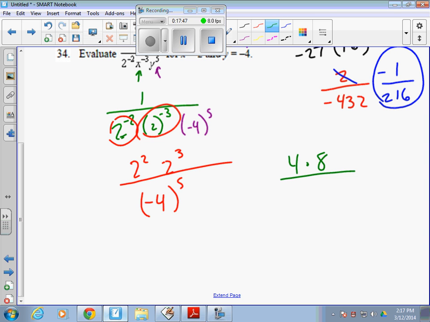Over negative 4 to the 5th power. When you evaluate that exponent, it's an odd exponent, so it's going to be negative. You get 4 times 4, which is 16. The other 4 times 4 is 16. And when you multiply it by 1 more 4, you get 1,024. And it's going to be negative again because it's an odd exponent here, 5. So 4 times 8 is 32 over negative 1024. See if the number 32 goes into both. It probably does.